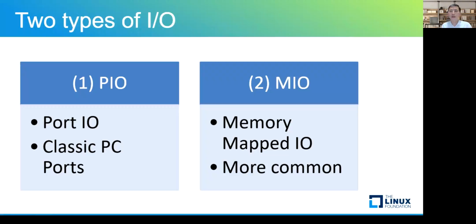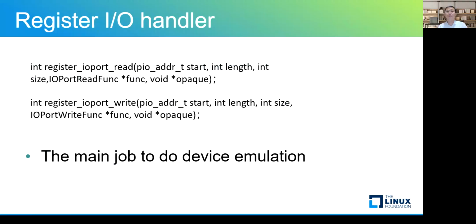Actually, there are two types of I/O. The first is port I/O. It is old and inefficient. It was created by the classic PC ports. Right now, most I/O is memory mapped I/O, which is more common and has better performance.